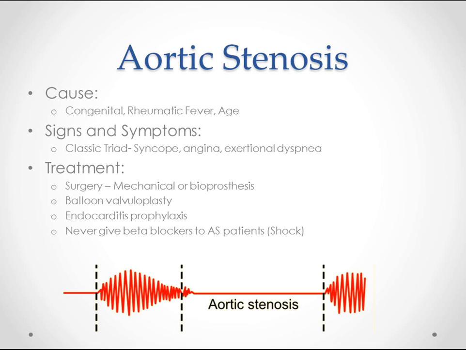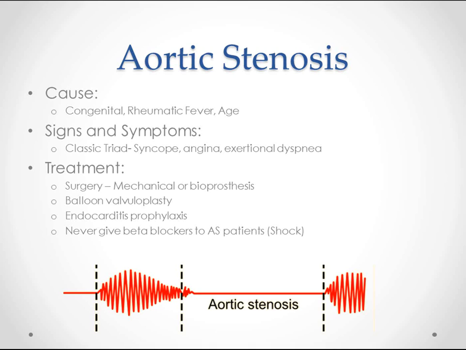So there's a classic triad associated with aortic stenosis: syncope, angina, and exertional dyspnea. So that's the classic triad, quote unquote. It sounds to me a lot like an MI as well. So syncope and angina with a history of exertional dyspnea. That sounds like an MI too. So these people are going to get the full workup anyway, but this is the classic triad for aortic stenosis.